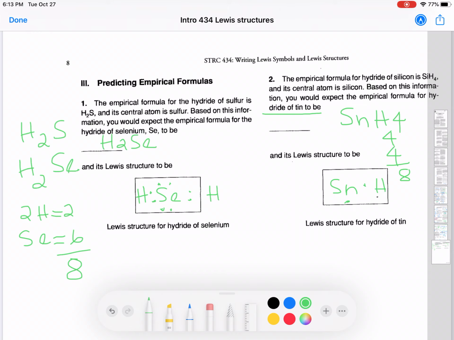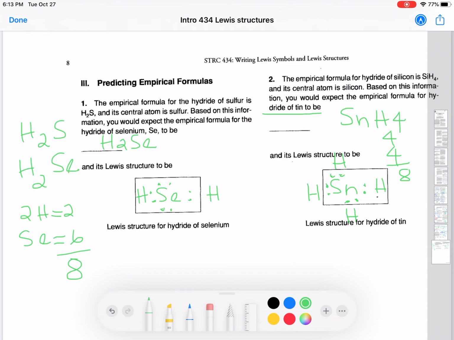So tin, SnH4 would be like this, Lewis structure. There are 4 hydrogens. Okay, that's the Lewis structure for hydride of tin.